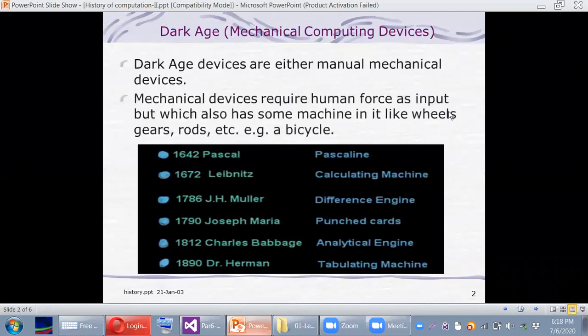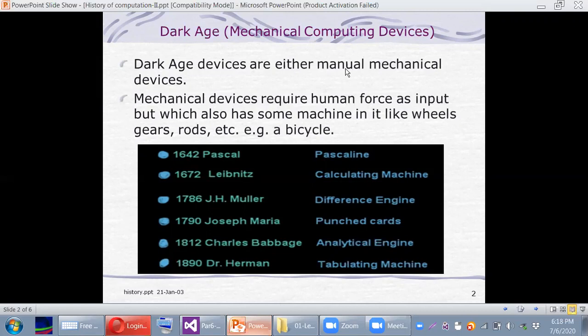As you can see in the slide, we are going to continue our previous discussion of dark age devices, and in this lecture we will focus on mechanical computing devices. So the question arises, what is meant by mechanical computing devices? So what are mechanical computing devices?